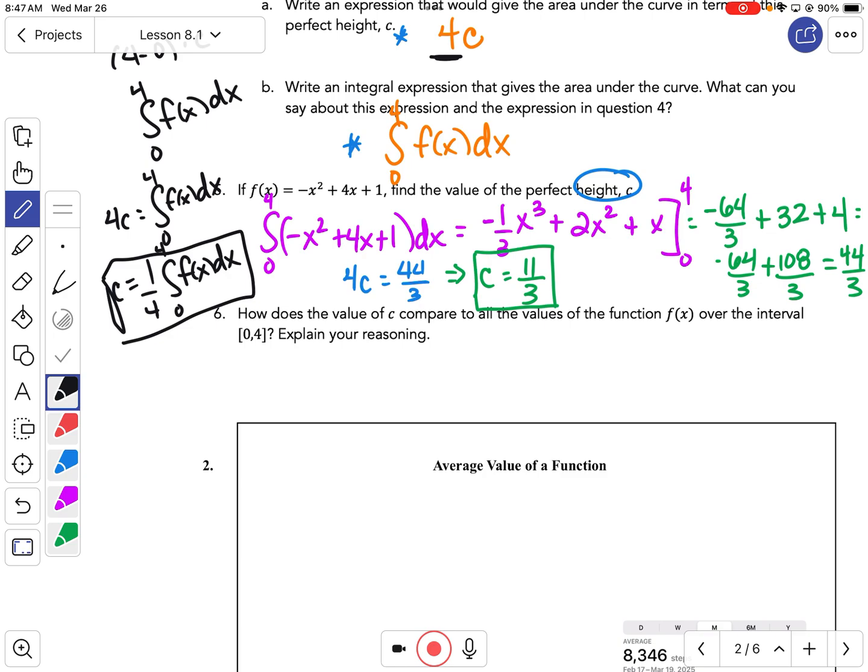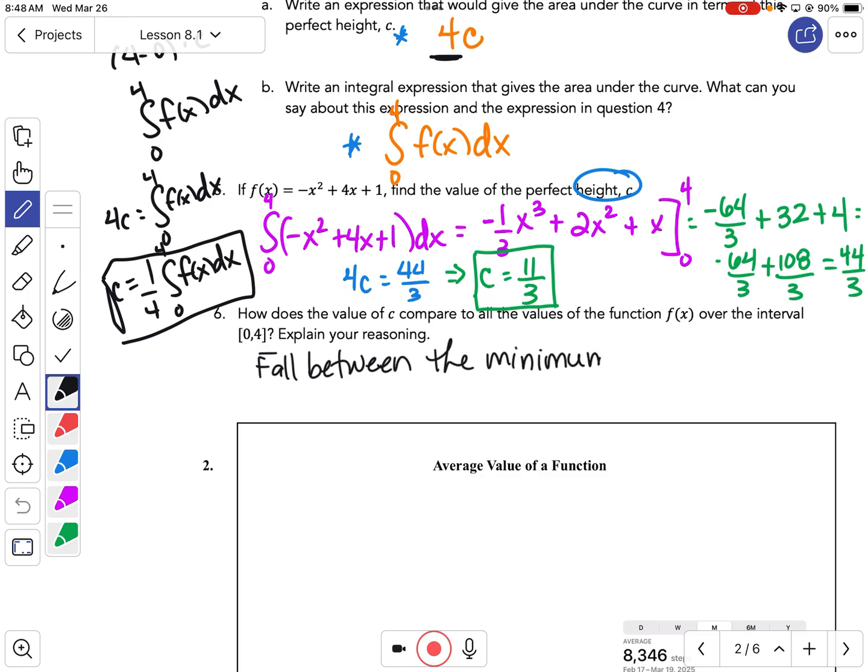Now, I think question 6 is interesting. It says, how does the value of c compare to all the values in that function, to all the y values between 0 and 4? What was the minimum y value in that function? 1. What was the maximum? 5. So obviously 3 2/3 is going to fall between your minimum and maximum. Your average value will always do that. It will fall between the minimum and maximum.